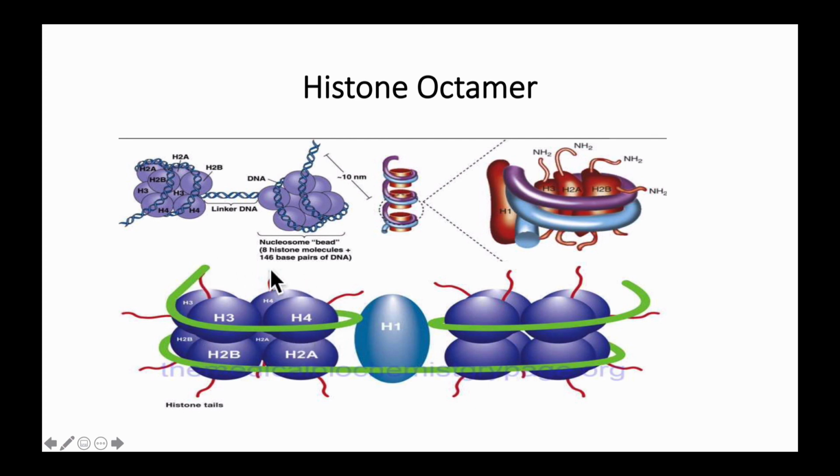What do we have around? We have DNA that wraps around it. DNA, again, that's that string. So roughly 146 base pairs wrap around it. And this part over here, this is the part that doesn't get wrapped around. This is the linker DNA. It's going to link this nucleosome to this nucleosome.